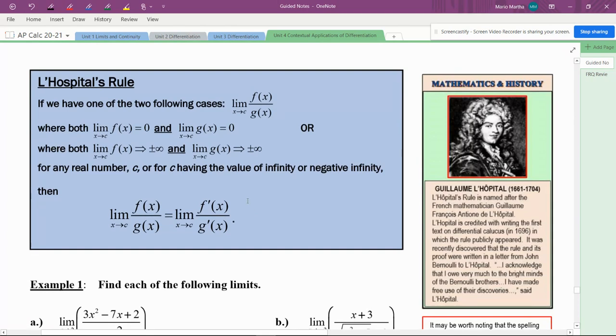So for any real number c, or for c having the value of infinity or negative infinity, the limit as x approaches c of f of x over g of x is equal to the limit as x approaches c of f prime of x over g prime of x. This is a very important statement, right? It's going to save us a lot of work when finding limits, especially when we get those indeterminate forms. Remember, this only works for indeterminate forms, so make sure you don't get too happy about it and start applying it across everything, right?